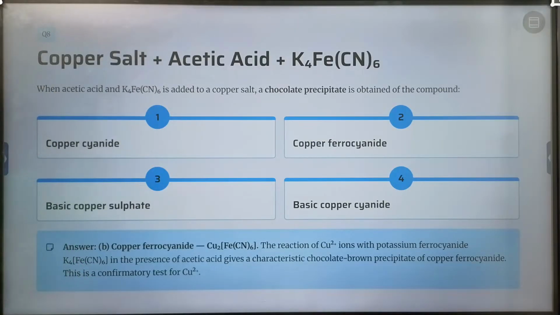Okay. So the next question: when acetic acid and potassium ferrocyanide, or in IUPAC nomenclature, potassium hexacyanoferrate complex, is added to a copper salt, a chocolate brown precipitate is obtained. So it is due to the formation of which compound? It is copper ferrocyanide, right? I have already mentioned that. So the potassium ion is now replaced by copper ion. It is copper ferrocyanide, and that copper ferrocyanide is actually chocolate brown in color.